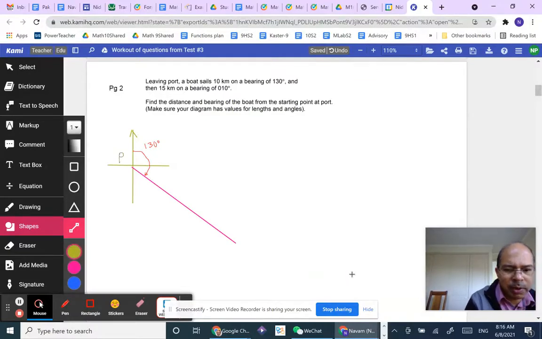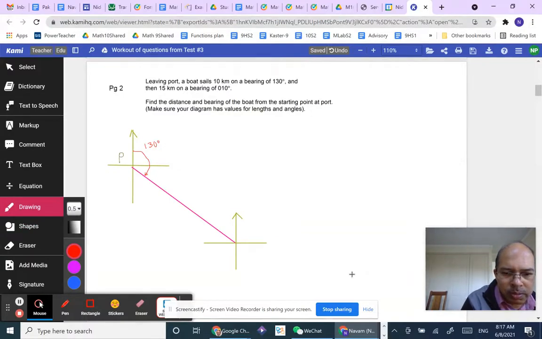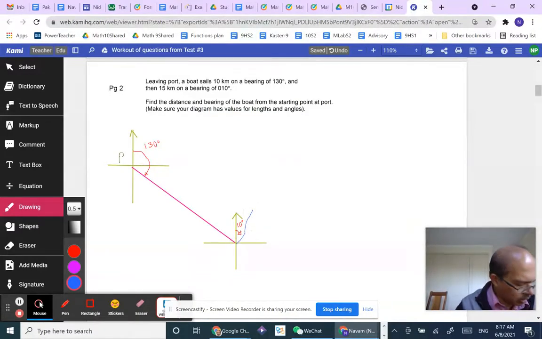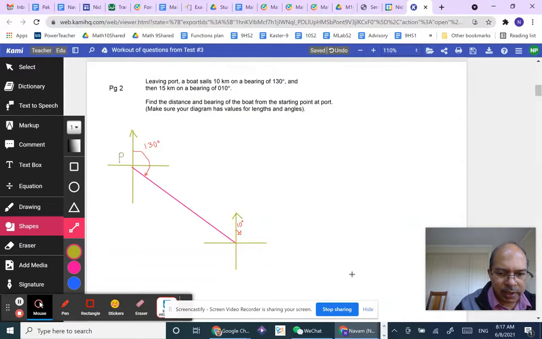Once again, at this point here, let's draw a cross to show the north-south directions, and then 10 degrees. Again from the north, a very small angle, let's say that much, and that's 10 degrees. And the boat goes from here a distance of 15 kilometers. So we'll draw a line that's slightly bigger than the first line. Remember, this doesn't have to be to scale, it just has to be approximately correct.